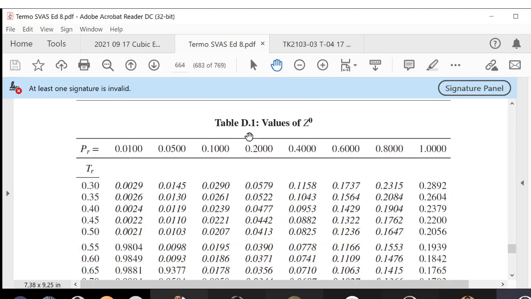This is the table D1 to get the value of Z0. How to read that? We need to get the PR, that is the reduced pressure, and also the TR. For instance, if our reduced pressure is 0.6, and the TR is 0.5, then the value of the Z0 is 0.1236. Okay, this is how to read it.